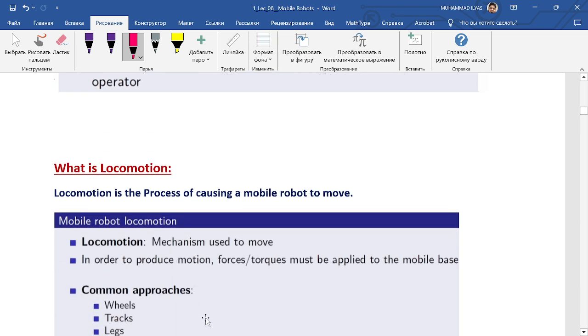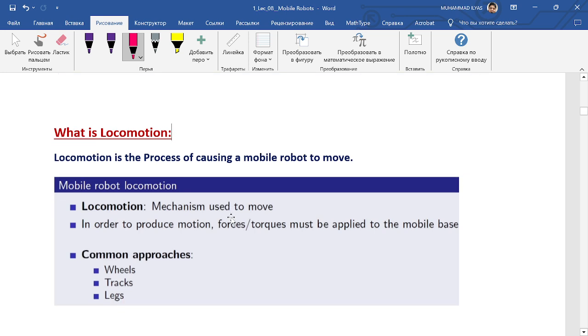Let's talk about these components a little bit. The first part is locomotion. Locomotion is the process of causing a mobile robot to move. So how can we move mobile robots? There are many options: we can attach wheels to the mobile robot, we can attach legs, or maybe tracks, or maybe a combination of these different types of mechanisms. This is called locomotion in mobile robots.